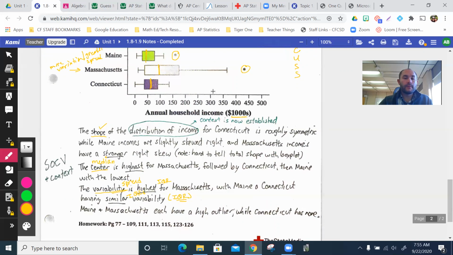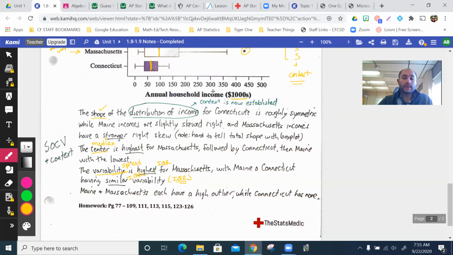Center, spread, shape. Those are the three big ones that need to always be compared. Outliers just depends if there are any, but you should be looking for the outliers too, or unusual individuals. So keeping that in mind, that's where we have our context. So this person would have hit all of that.